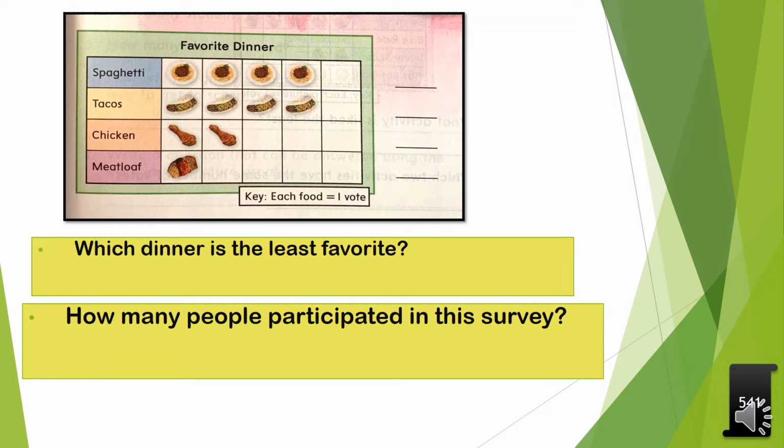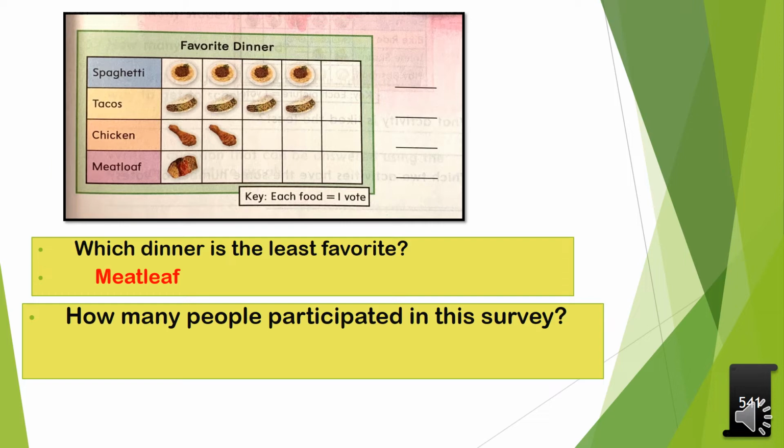Okay, if you're done, let's answer the first question here. Which dinner is the least favorite? You need to search which dinner has the least number of votes. Yes, meatloaf. It just has one vote. So which dinner: you need to write the name of the dinner, not the number. So you write meatloaf.